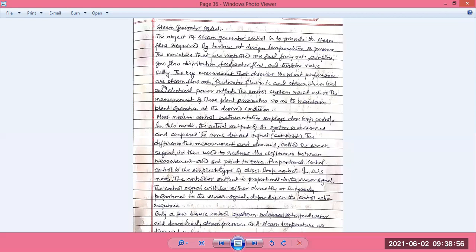And next is the feed water. The water is preheated to a certain extent, because we are not using room temperature water.